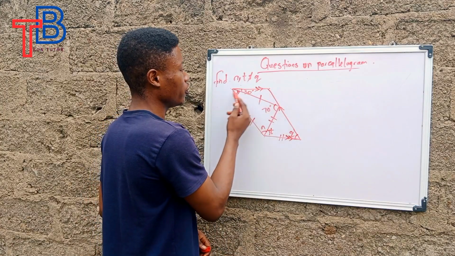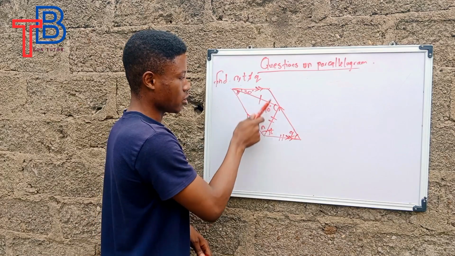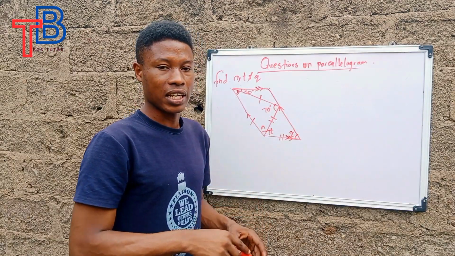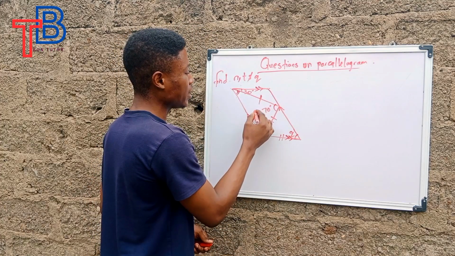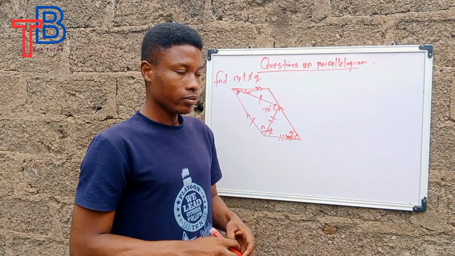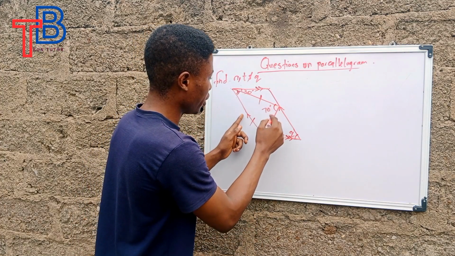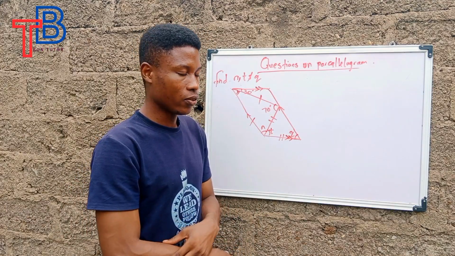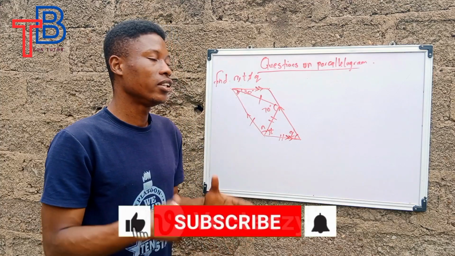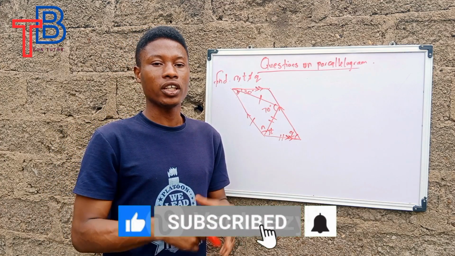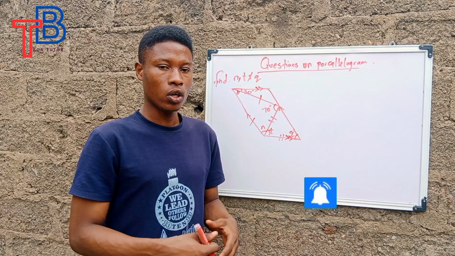That is, we've been given that this line is parallel to this line, and also this line is parallel to this line. Since we've been given that, we can also see that they said the line here is equal to the line here. Therefore, this shape here is an isosceles triangle. And if you can recall the theorem of an isosceles triangle, it says the two angles facing the two equal sides are also equal.